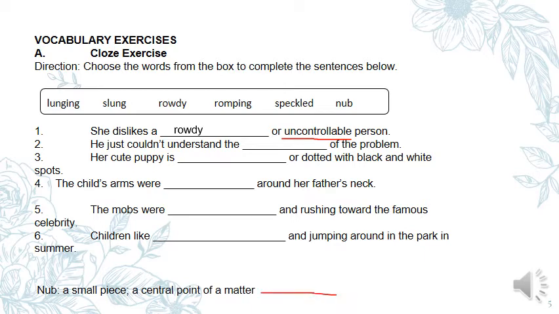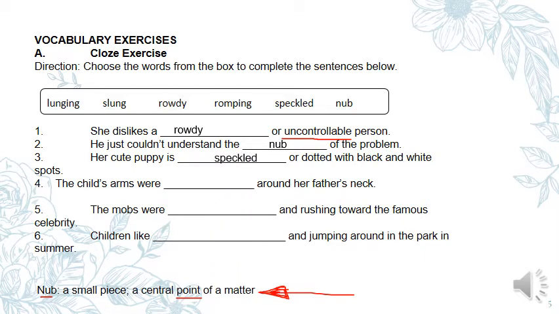Number 2, he just couldn't understand the what of the problem. Look here, I have added this meaning because we haven't written it before. Nub has 2 meanings. The first one, a small piece, which we talked about and it was in the book. The other one is a central point of a matter, a central point of an issue. So here, number 2, we have nub. You couldn't understand the nub of the problem, the point of the problem.